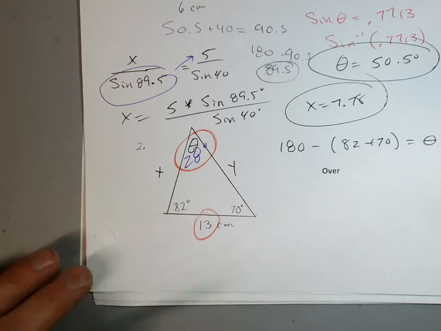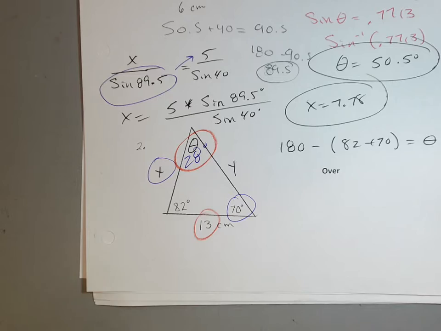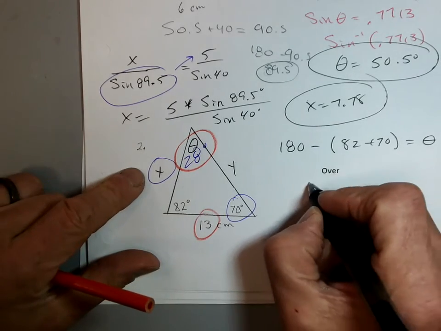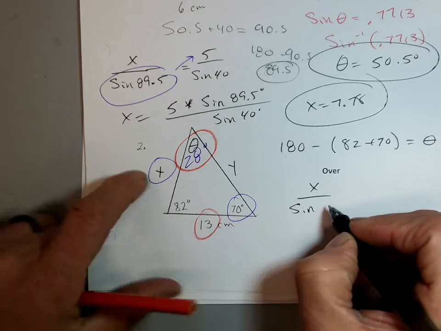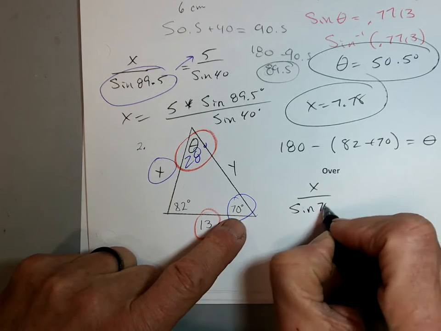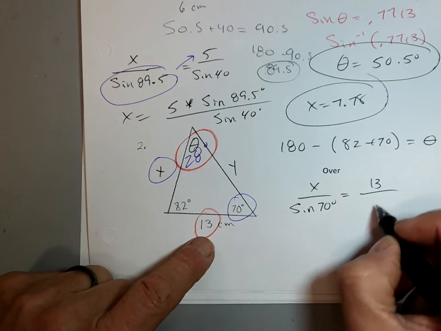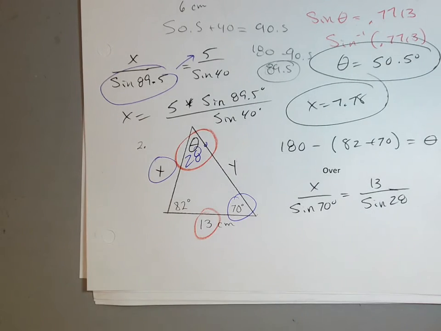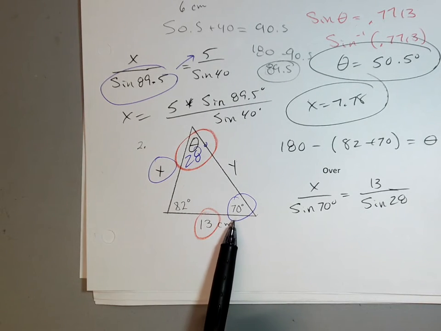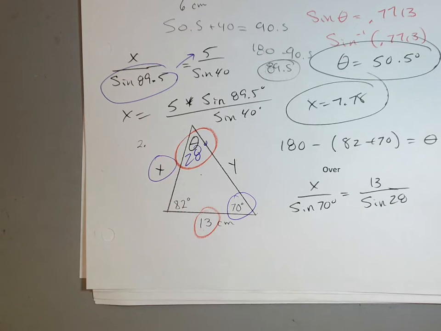X it is. So you're going to go opposites, opposites, right? You guys see your opposites, right? So let's set it up. You're going to go x over the sine of its opposite angle, which is 70 degrees, equals a side, which is 13 over the sine of 28, okay? So it's side over the sine of its opposite angle equals side over the sine of its opposite angle. Does this seem as easy as I think it is?